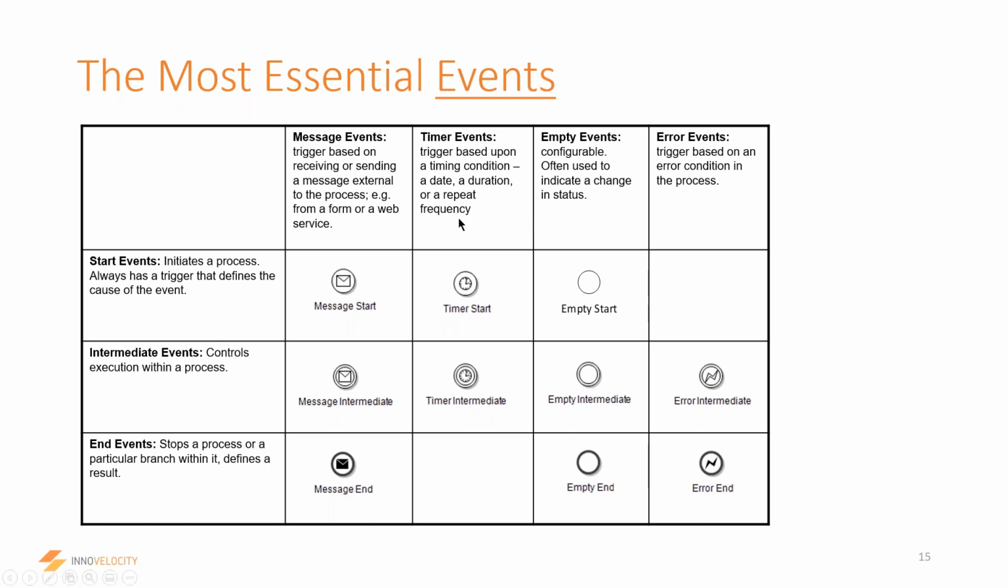And then the different types here along the top, you have messages, which are things coming from other processes or systems. A timer would be some kind of delay or time-based trigger. Empty events are basically a blank slate to let you define something that doesn't fit into this pattern. And then there are errors.